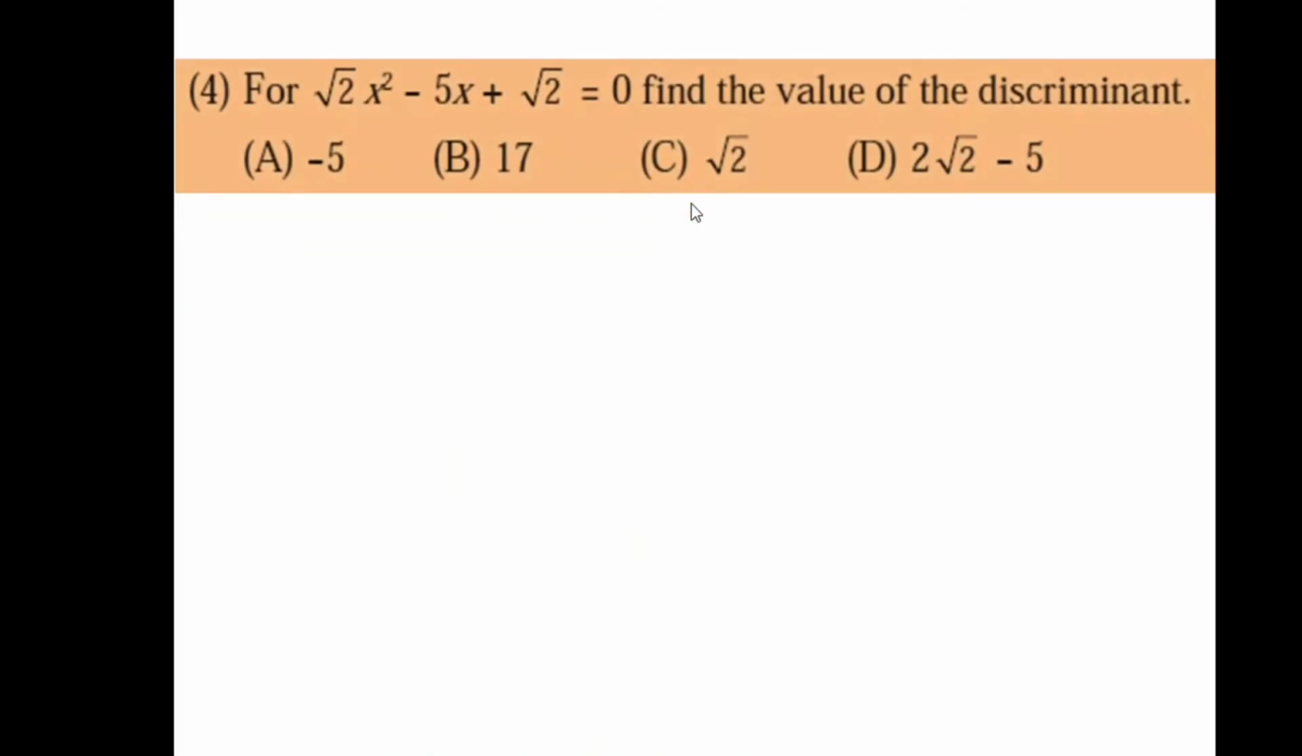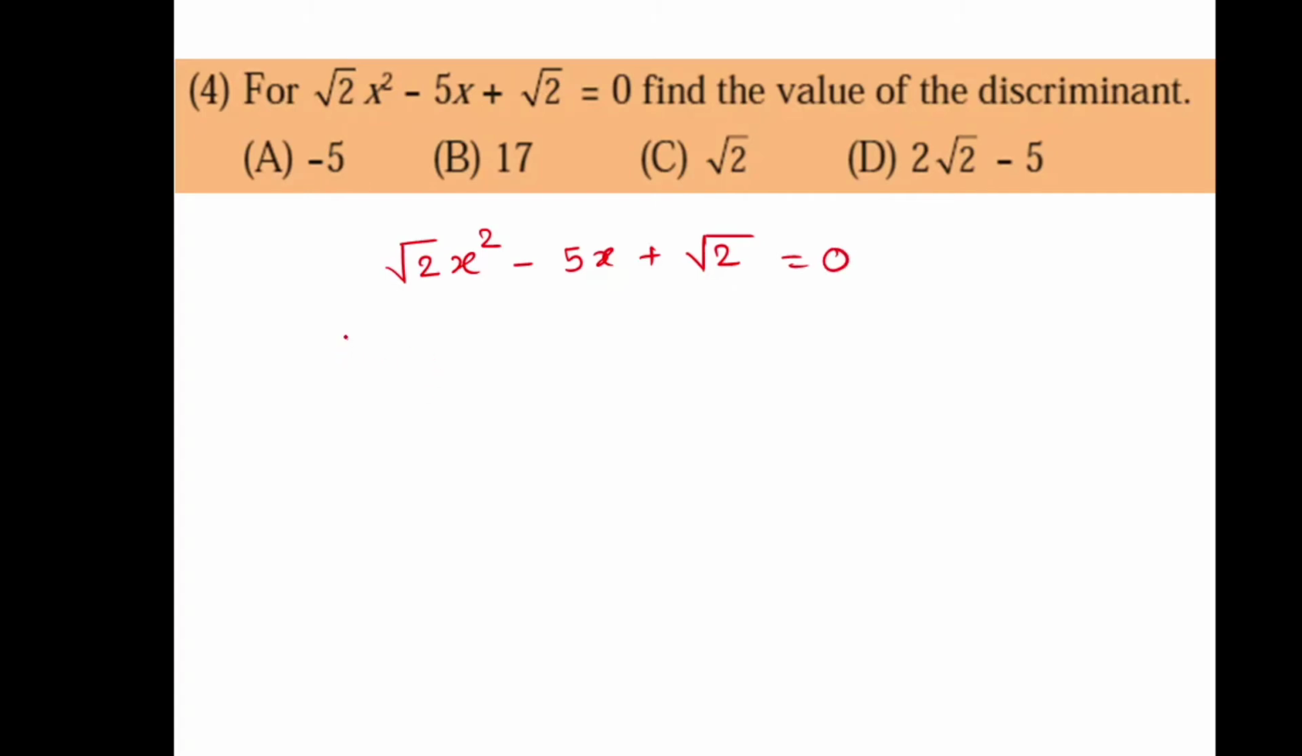Let's have the next question. For root 2 x square minus 5x plus root 2 is equal to 0, find the value of discriminant. And the four options are given over here. Now to find the value of the discriminant, first of all we should write the given equation as it is, root 2 into x square minus 5x plus root 2, that is equal to 0.